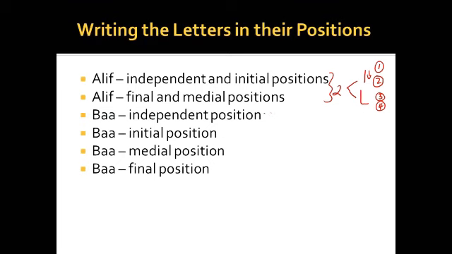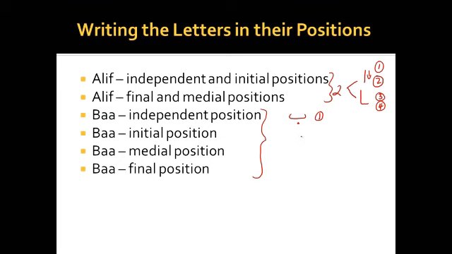Now let's look at the ba, and I think this will become a little bit clearer when we see how the ba has all 4. It has 4 forms for the 4 positions. So, for example, we'll show you the independent position of the ba. Looks like this. In other words, this position is when the ba is not connecting to letters before it or after it. And we call this position 1, or form 1.